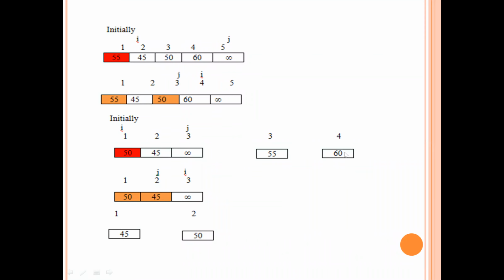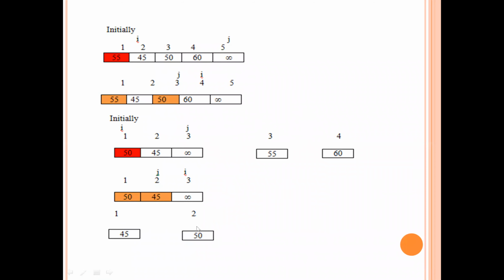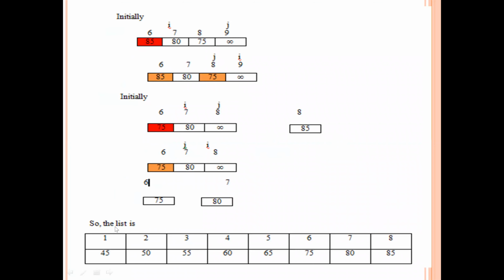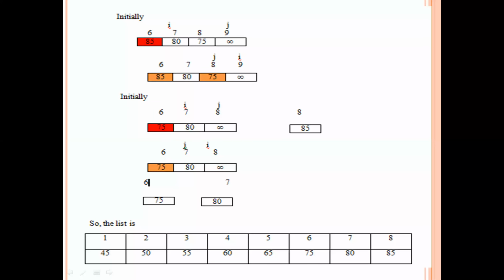Similarly, 60 is at 4, so you have to place 60 at 4. Similarly, 55 at 3. Next, 50 at 2 and 45 at 1. And the starting one, what is your starting value? 65. 65 at 5, that is also placed. So that means the dividing process is over, getting the solutions for all the sub-problems is over, and combining the solutions of all the sub-problems is over.